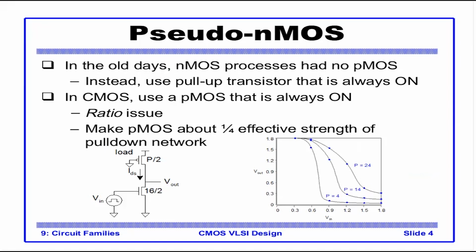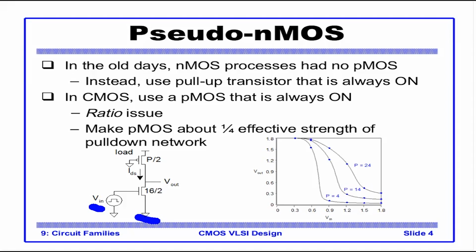So when Vin is 0, the NMOS is off, the PMOS is on, and Vout is 1. So not different from a regular inverter. The difference comes when Vin rises. When Vin becomes 1, the NMOS is on now, but the PMOS is pulling Vout to 1.